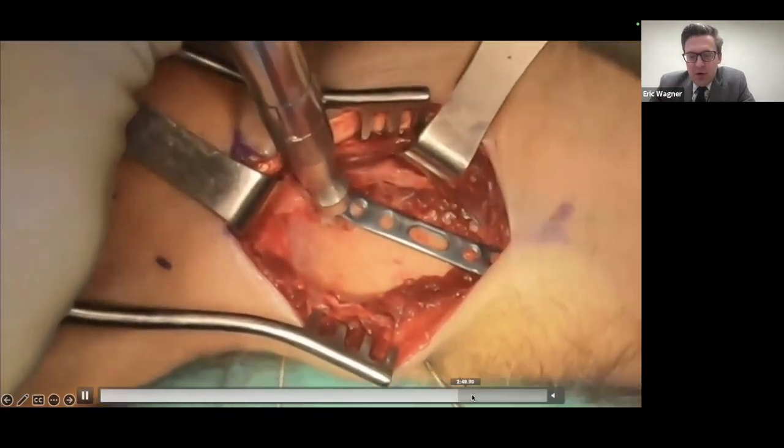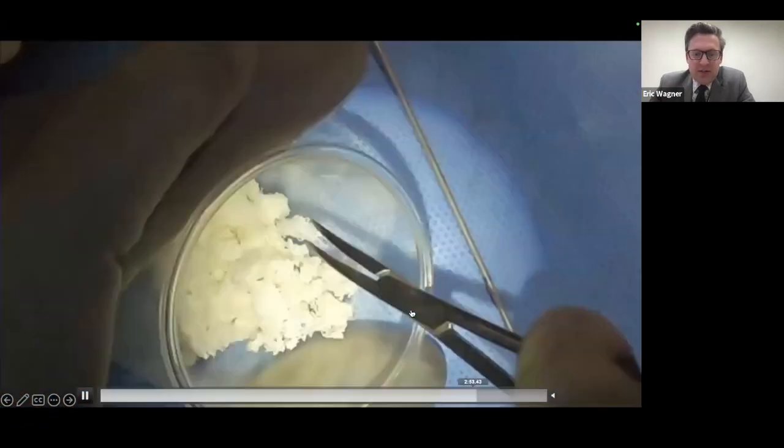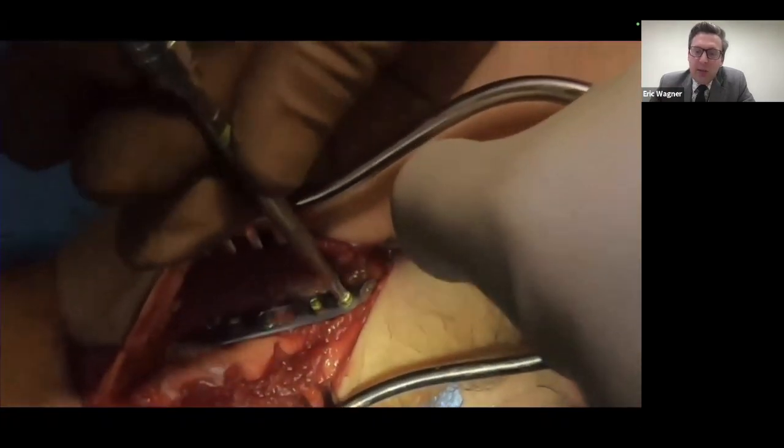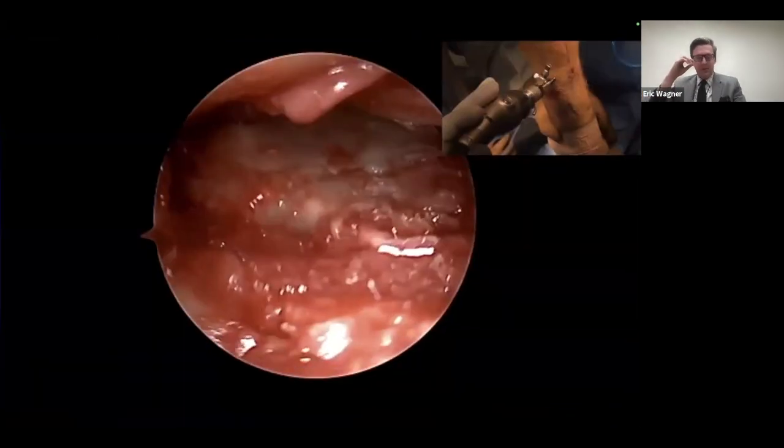Then I'm placing this little hook plate on it, and I'll fast forward. So you can see the pretty good overall reduction we got intra-articularly. You can see we were happy with that. We finished placing the rest of the fixation.